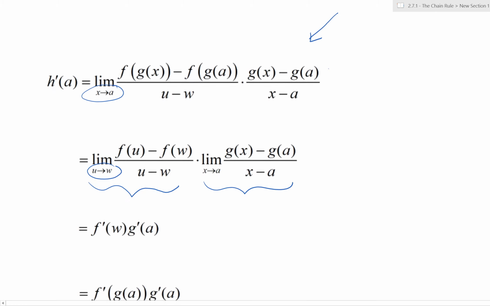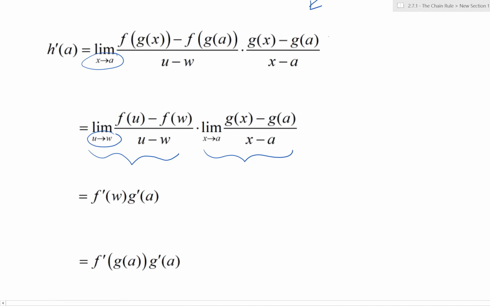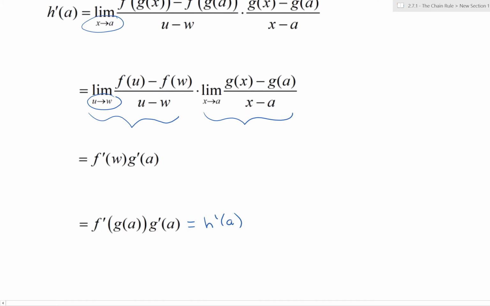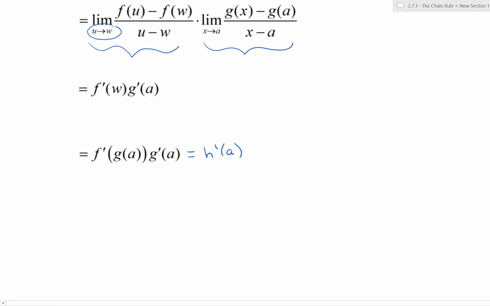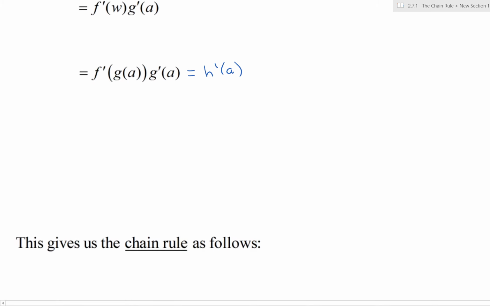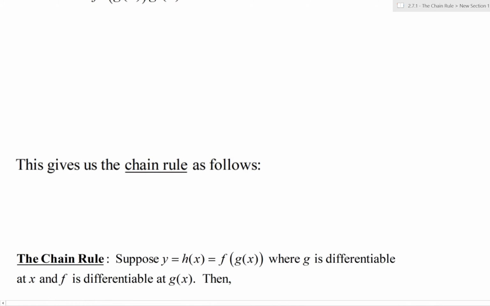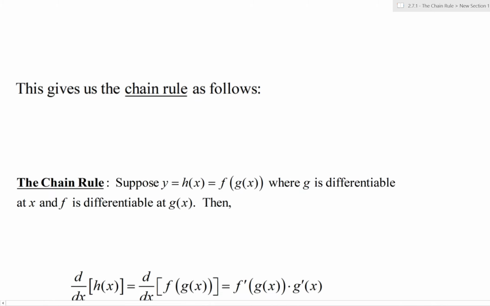So we get this product, but remember that w was what we were calling g of a. So really, this derivative here, which is h prime of a, is the same as f prime of g of a times g prime of a. And that's exactly what we were hypothesizing would be the case after we had done that initial example. And so this really does prove what we need to, this general case. And it gives us the chain rule. This is what the chain rule actually is.